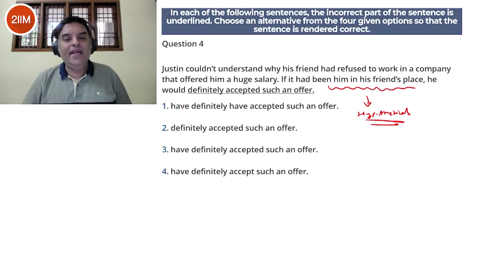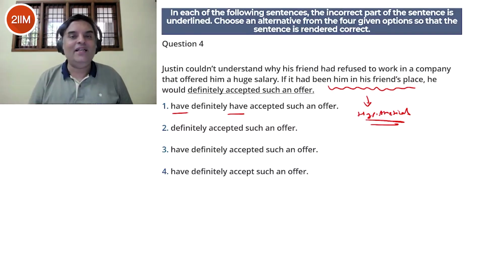Excuse me. He would have definitely have accepted such an offer. Now here, have is repeating, which is unnatural. You don't need to repeat have. Read it: "He would have definitely have accepted such an offer" is grammatically wrong. There is no need to repeat have there. It's redundant. So this is gone.